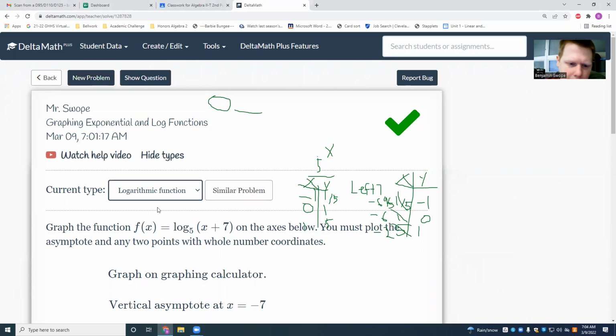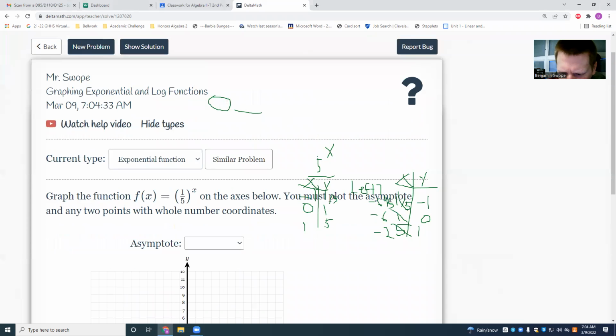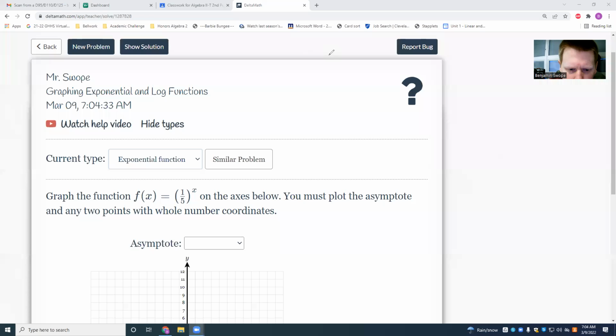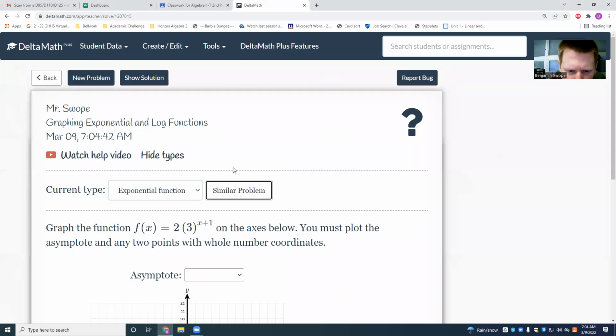I wanted to look then at an exponential function really quick. Clear this really quick. Let's do a little bit more.